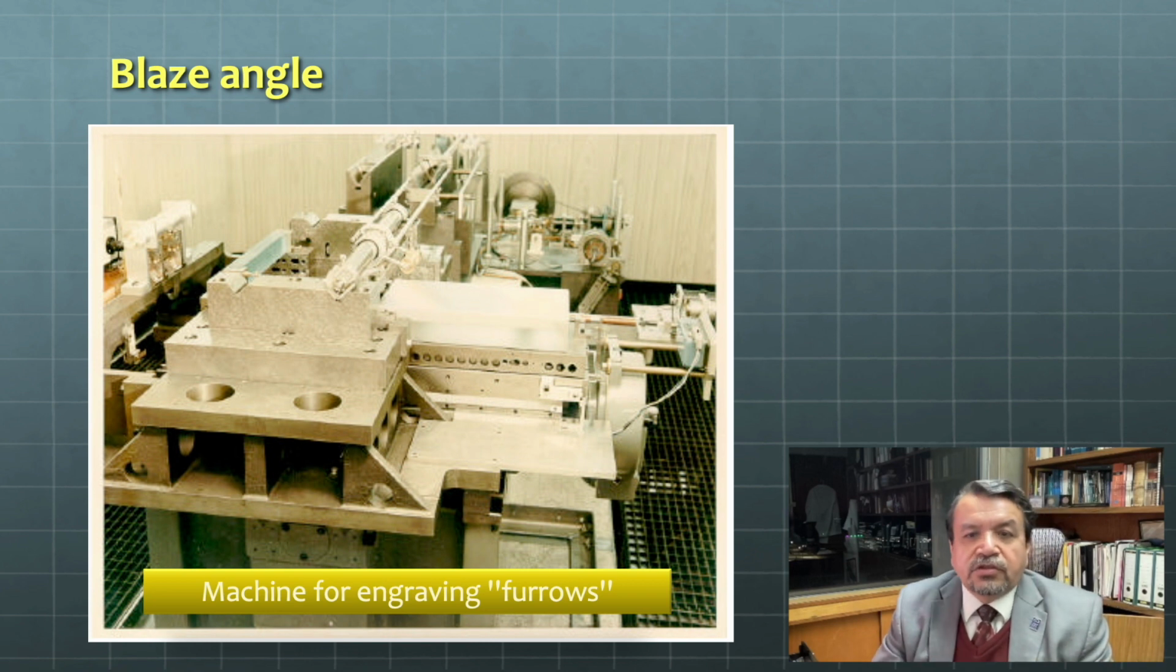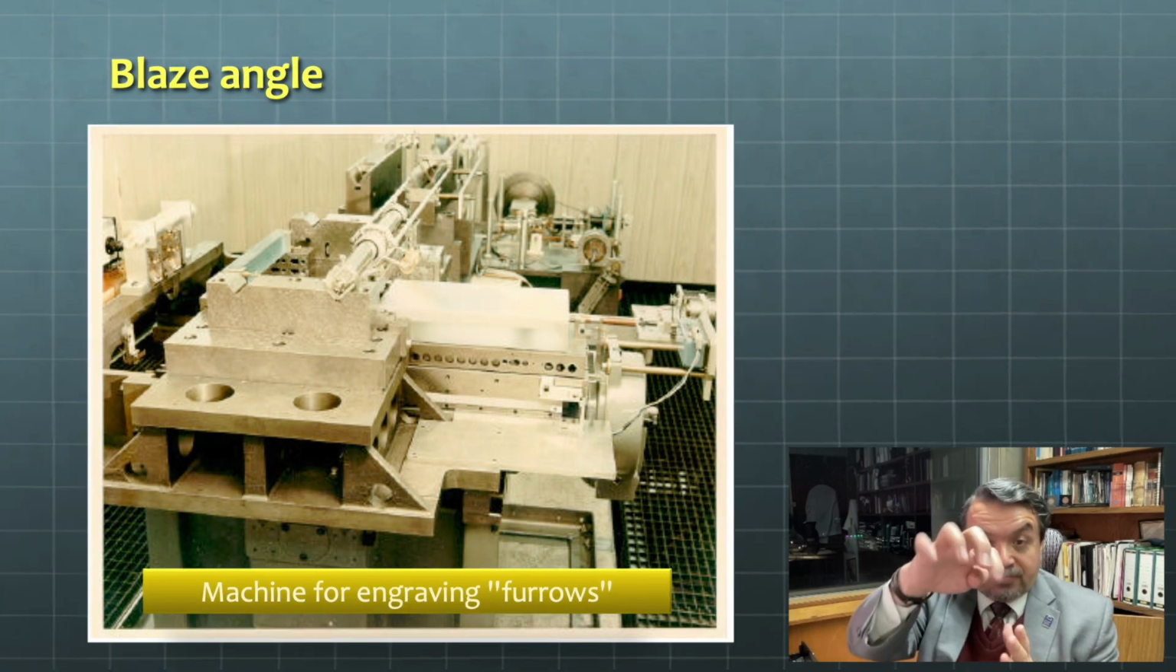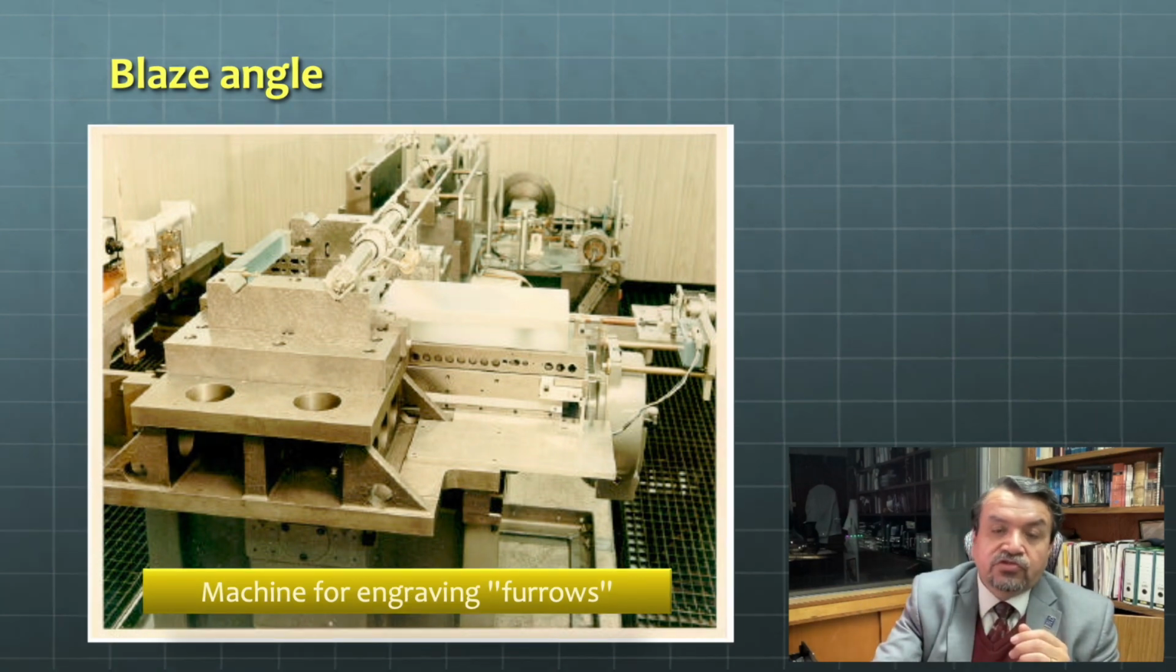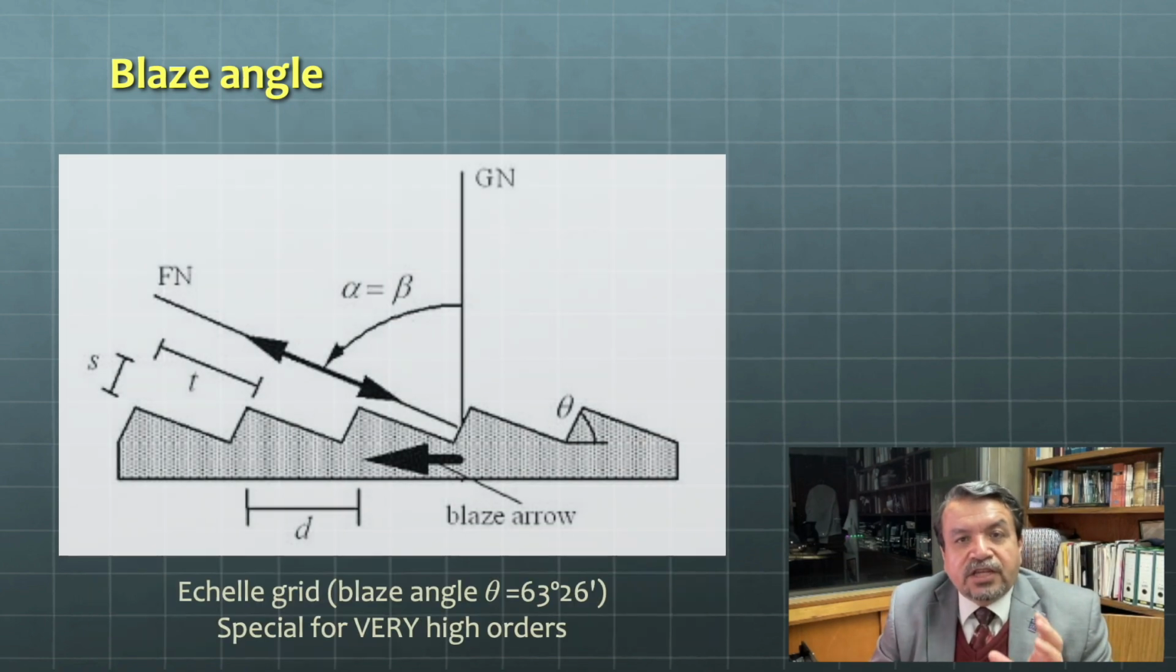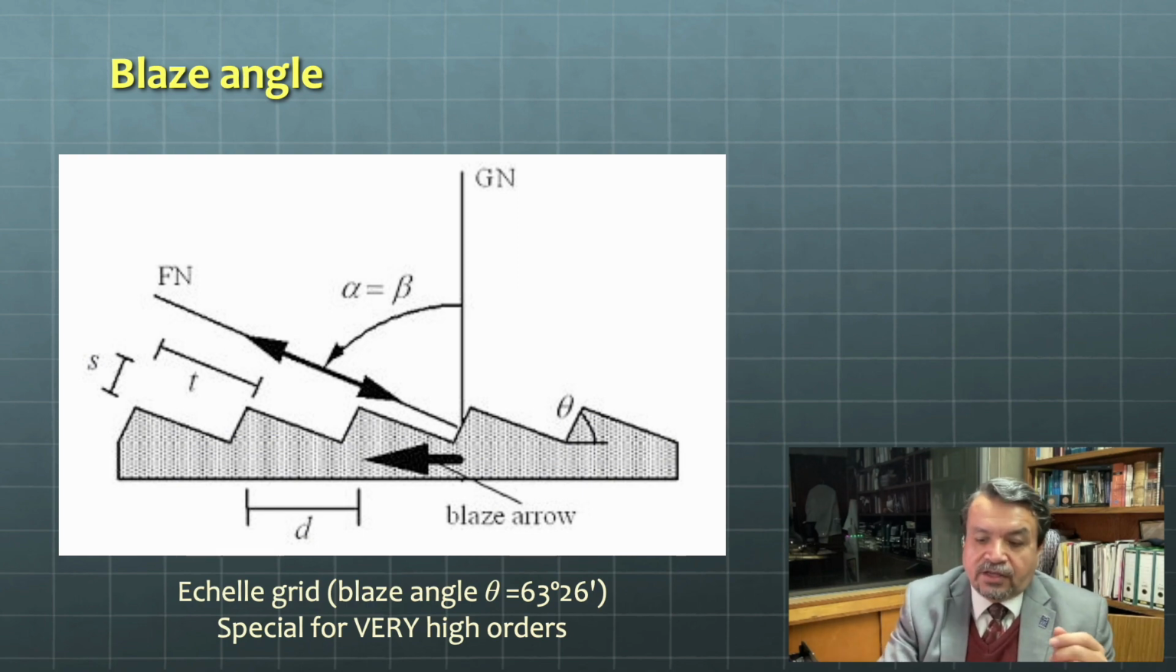This is, for instance, a machine for ruling grooves. Here we are able to observe a relatively thick piece of glass, and then the scratches are produced at an angle that we are able to design. In the case of Mezcal, from this high dispersion spectrometer, the grating has an angle of 63.5 degrees. It is especially for very high orders.